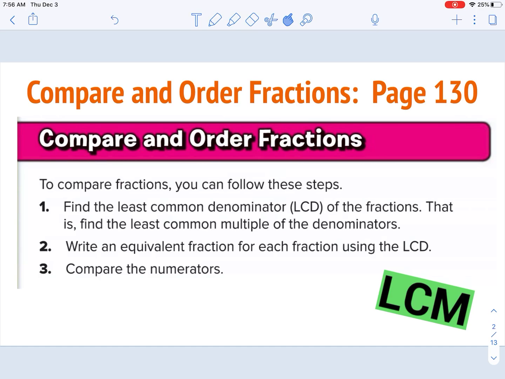So when you want to compare and order fractions, you're going to first find the least common denominator of the fractions. We will talk more about that when I show you some examples. And that is finding the least common multiple of the denominators, the smallest number that they both go into. Then you write an equivalent fraction for each fraction using that least common denominator. And then you compare the numerators to see which one is bigger.